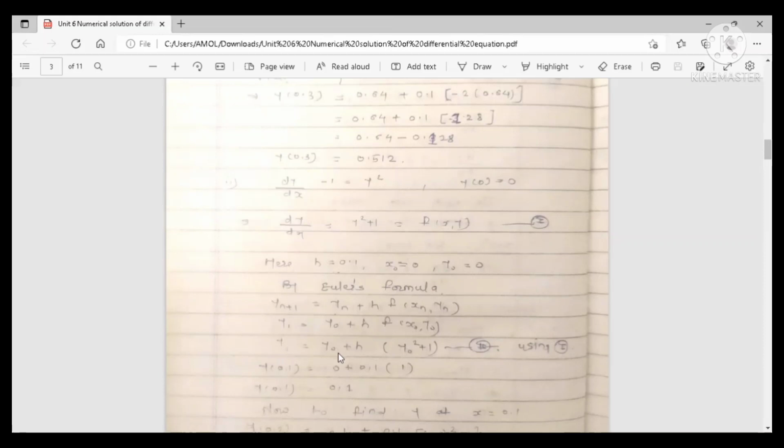So y1 is equal to, what is y naught? y naught is 0, h is 0.1, and what is f of x naught, y naught? What is your f of x, y? y square plus 1. So your f of x naught, y naught will be y naught square plus 1. What is y naught? It is 0. So put in the value of y naught and add 1. Simplify it. So y of 0.1 is 0.1. Same, and x is 0.1, y is also 0.1.